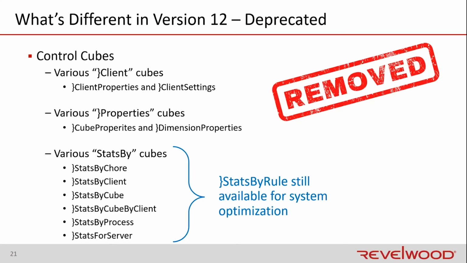Okay. But one of the biggest changes that you're going to notice is the removal of the stats by cubes: stats by chore, stats by cube, stats by server, etc. This means that anyone using any of these cubes for optimization will have to follow a different approach. Stats by rule is still available, but the other stats bys aren't. IBM is aware of the way customers have been using it. They're addressing this for the future, but for right now, it's important to know what's there and what's not.